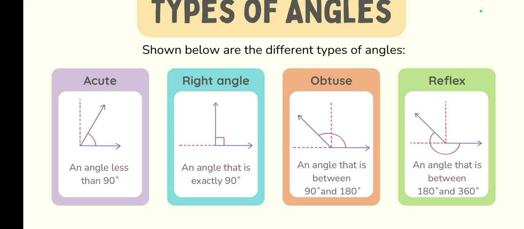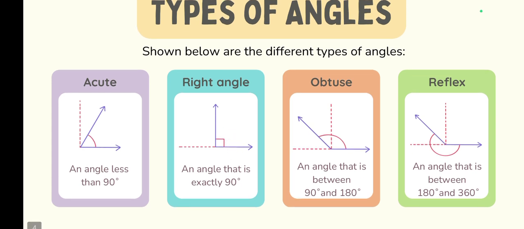Now the second one is the right angle. A right angle is an angle that is exactly 90 degrees, neither less than 90 nor more than 90. Exactly 90 degrees is known as a right angle. In figures, you can see this square sign, which signifies that this is a right angle, exactly 90 degrees.